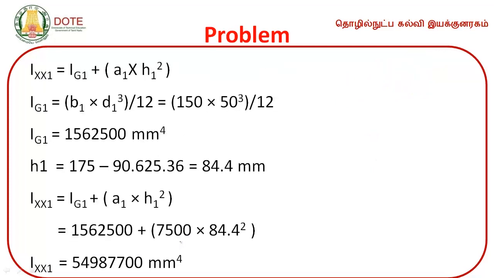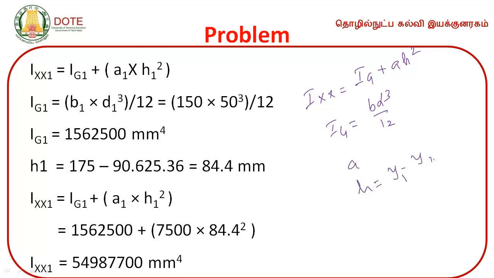Okay, now we can calculate the value of IXX. IXX is given by IG plus AH square. What is IG? IG for a rectangular cross section is bd cubed by 12. Area we know, and h is equal to y1 minus y. So IXX1, first we will go for the first section.